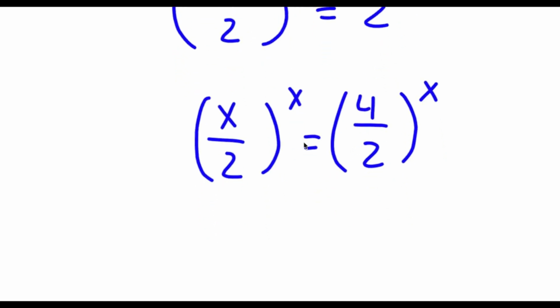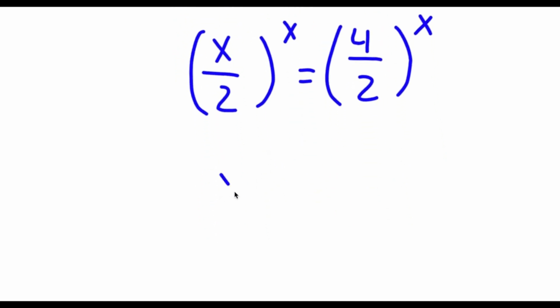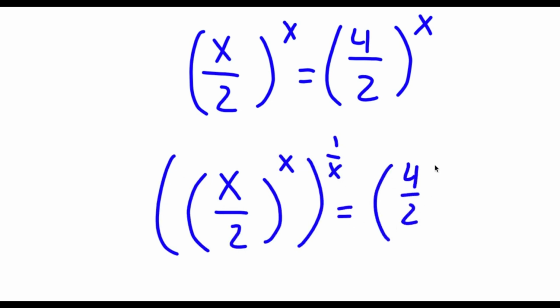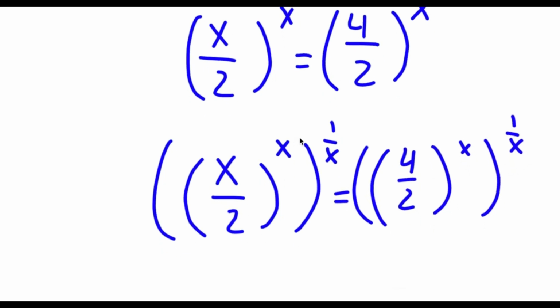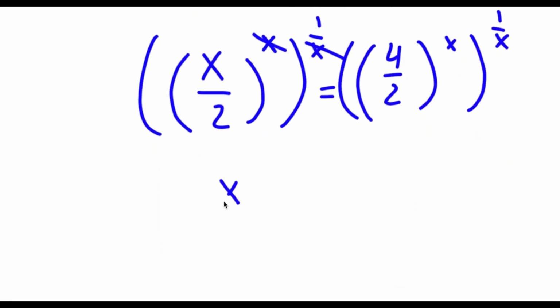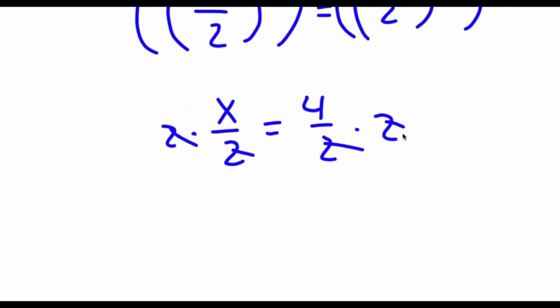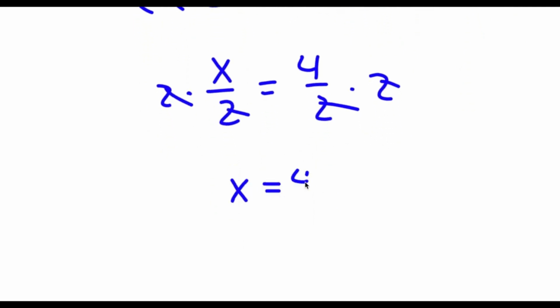So now I'm going to take the power of 1 over x on both sides. So now I have x over 2 to the power of x to the power of 1 over x is equal to 4 over 2 to the power of x to the power of 1 over x. Now x and 1 over x simply cancel out, so I'm left with x over 2 is equal to, same thing over here, 4 over 2. Now if I multiply both sides by 2, these two cancel out, these two cancel out, and I'm left with x is equal to 4. So this is my answer.